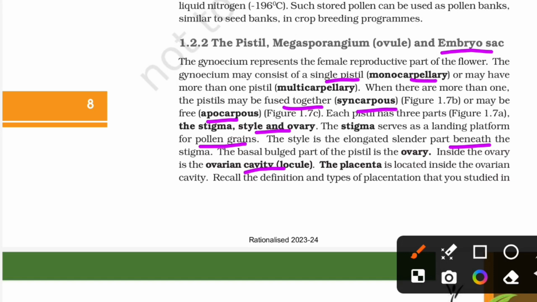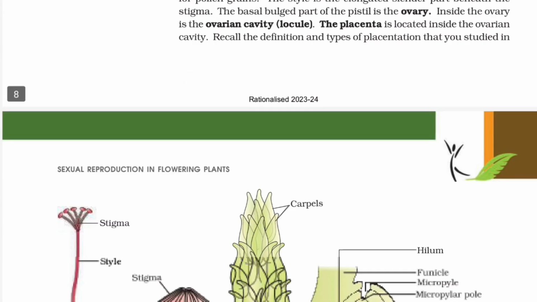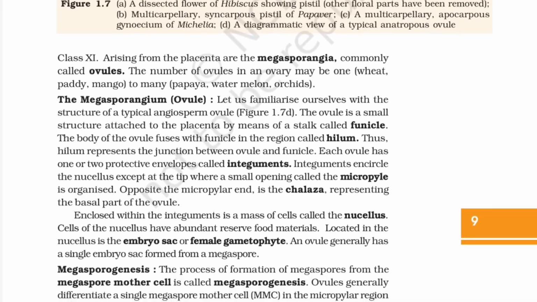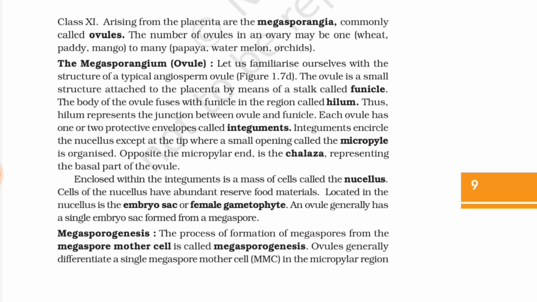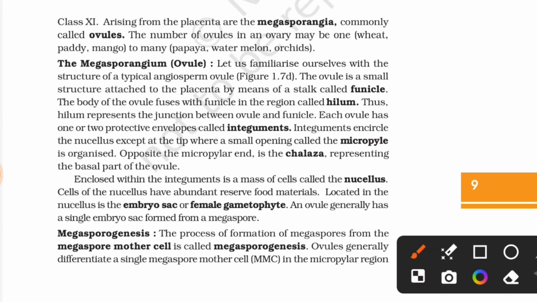Recall the definition and types of placentation that you studied in class 11th. Arising from the placenta are the megasporangia, commonly called ovules. The number of ovules in an ovary may be one, as in wheat, paddy, mango, or many, as in papaya, watermelon, orchids.